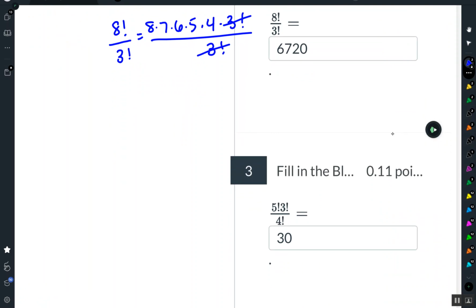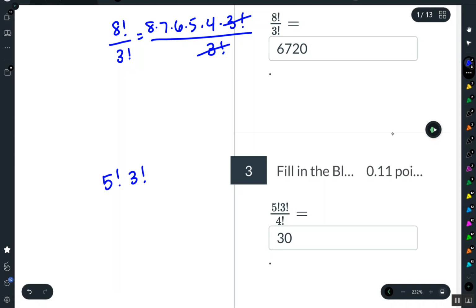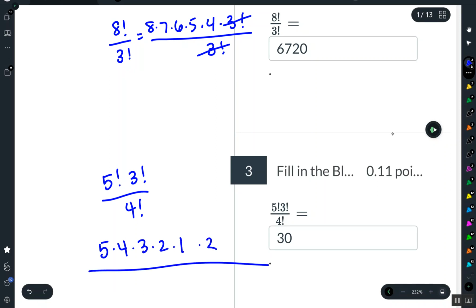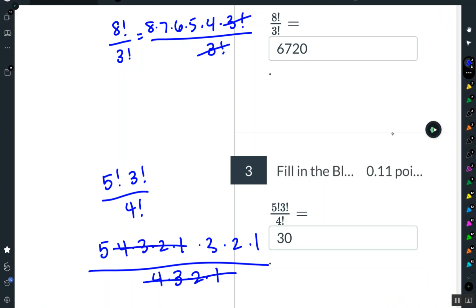5 factorial times 3 factorial divided by 4 factorial. Now, 5 factorial times 3 factorial is not 15 factorial. You can't do that with factorials. 5 factorial is 5 times 4 times 3 times 2 times 1. 3 factorial is 3 times 2 times 1. You can see that that's not going to be the same as 15 factorial. And then 4 factorial in the denominator is 4 times 3 times 2 times 1. Cancel what you can. Multiply what's left. You get 30.